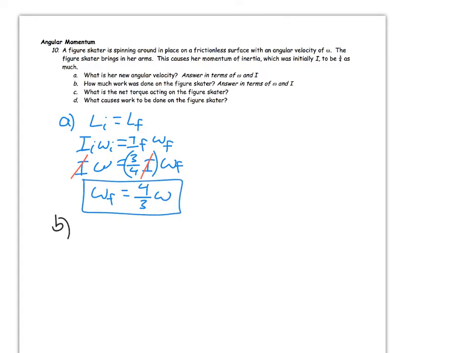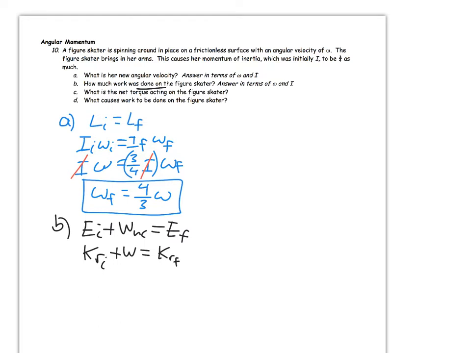For B, we want to figure out the work done on the figure skater, so for that we're going to think about conservation of energy here. And we know that she's starting with rotational kinetic energy. There may or may not be some work done, but we're solving for it, so that probably is a safe bet. And we're ending with rotational kinetic energy as well.